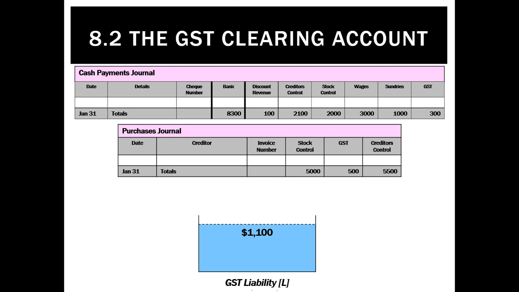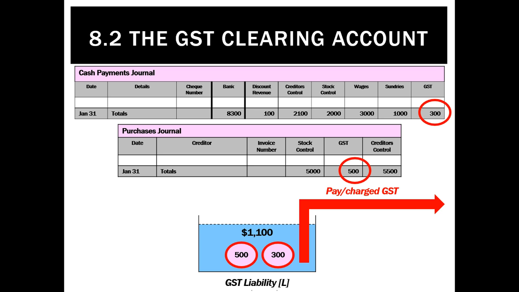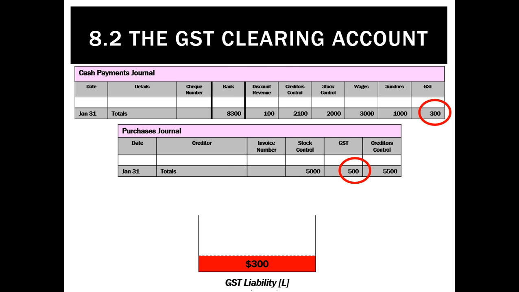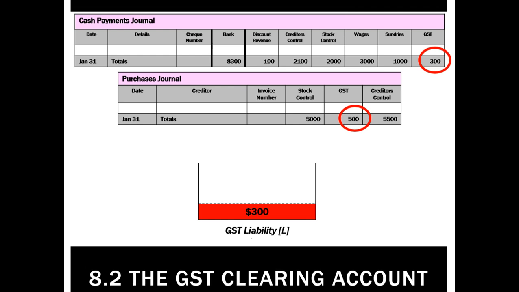Then we've got our payments journal and purchases journal. We've already learned that when we owe the government money, in this case $1,100 for GST, we get to take out whatever we've paid or been charged by our suppliers. So in this case, we've paid $300 and been charged $500, so we'll take that $800 out, and that'll lower our GST liability. So in this case, we only owe $300.